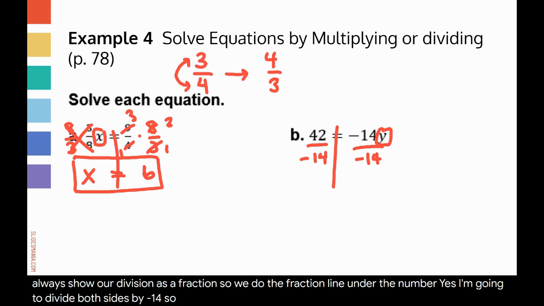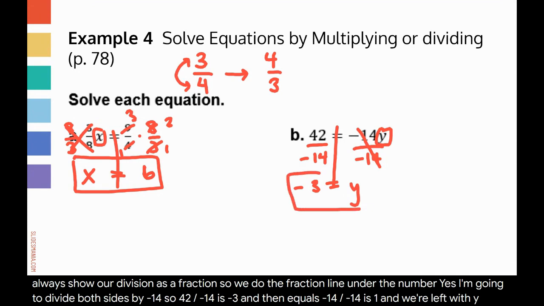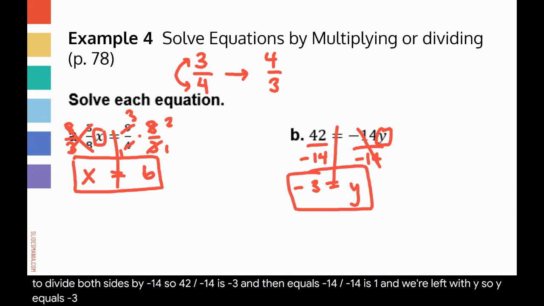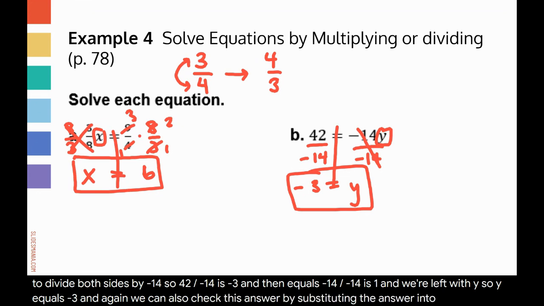So 42 divided by negative 14 is negative 3. And then equals negative 14 divided by negative 14 is 1. And we're left with y. Okay, so y equals negative 3. And again, we can also check this answer by substituting the answer into the original equation.